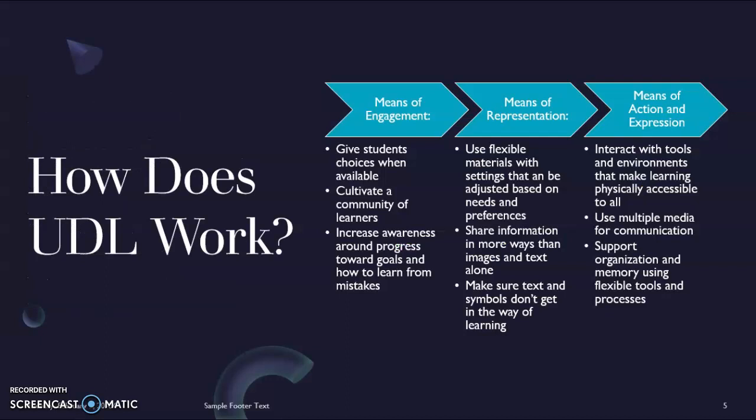Okay, so we've established what UDL is and why it's important, but how does it actually work? Well, let's say that I'm teaching an algebra lesson. I might give students the opportunity to choose whether they would like to use a graphing calculator or pencil and paper to graph the activity. And I might also allow them to decide whether they work in partners or alone for that activity.